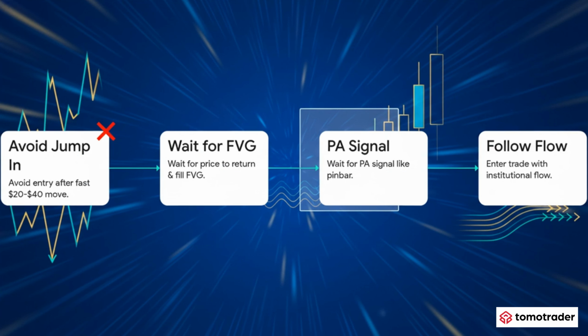So the absolutely crucial point here is how you handle that imbalance greed. Never ever enter after a fast $20 to $40 impulsive move. You have to patiently wait for the price to return and fill that fair value gap. Once it's filled, watch for your price action signal, like a solid pin bar or an engulfing candle, and then enter the trade alongside the institutional flow, not against it.